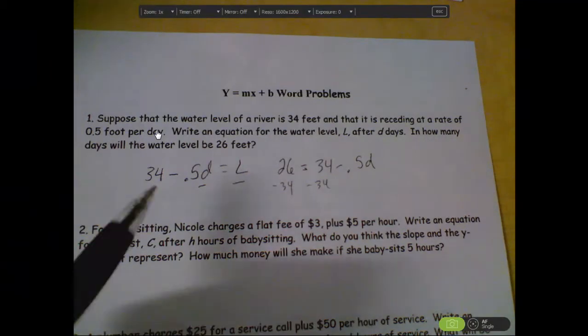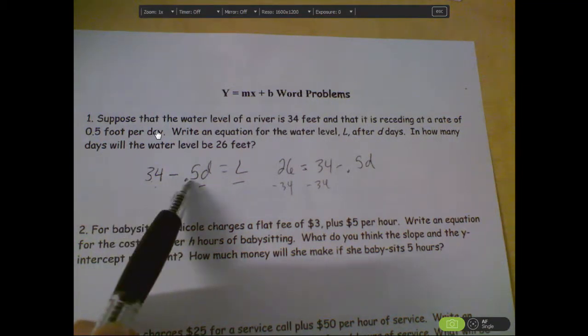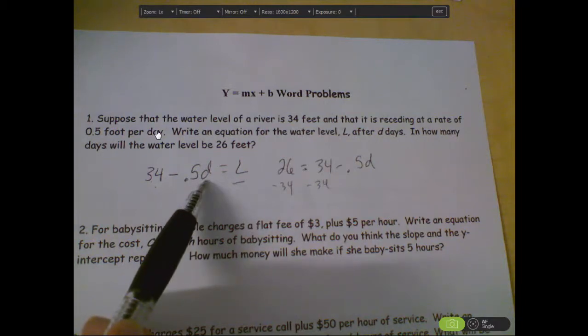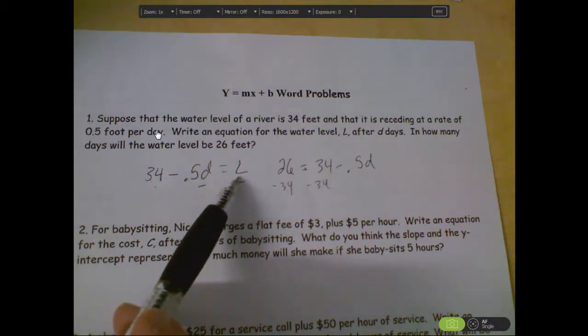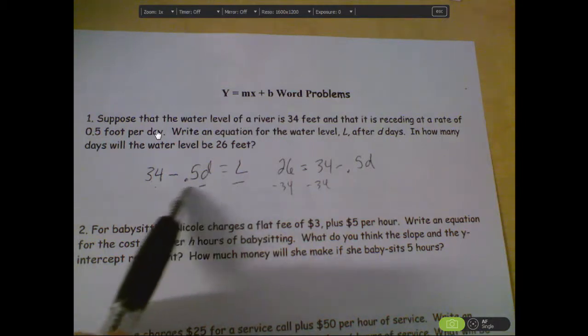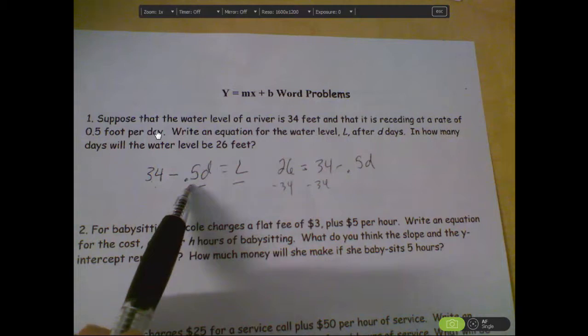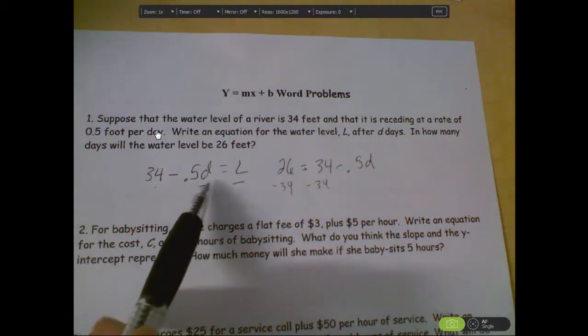So your equation is 34 is where you start, just like the y-intercept in a y equals mx plus b equation, minus 0.5 feet per day, so times the number of days, equals the water level. So there's no y and x, but it's the same type of equation. This is where you start, 34, and you go down by the slope, a constant rate, every day.